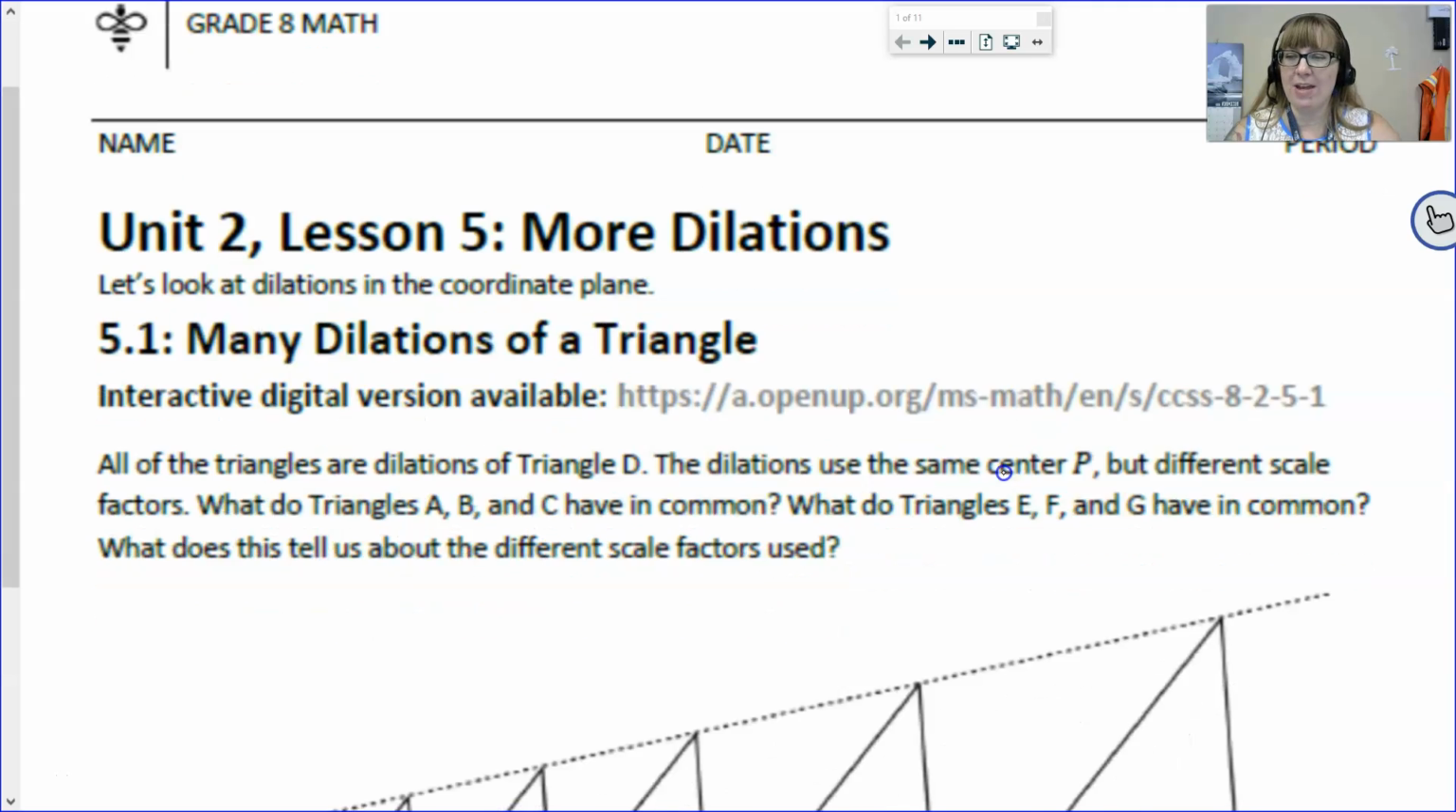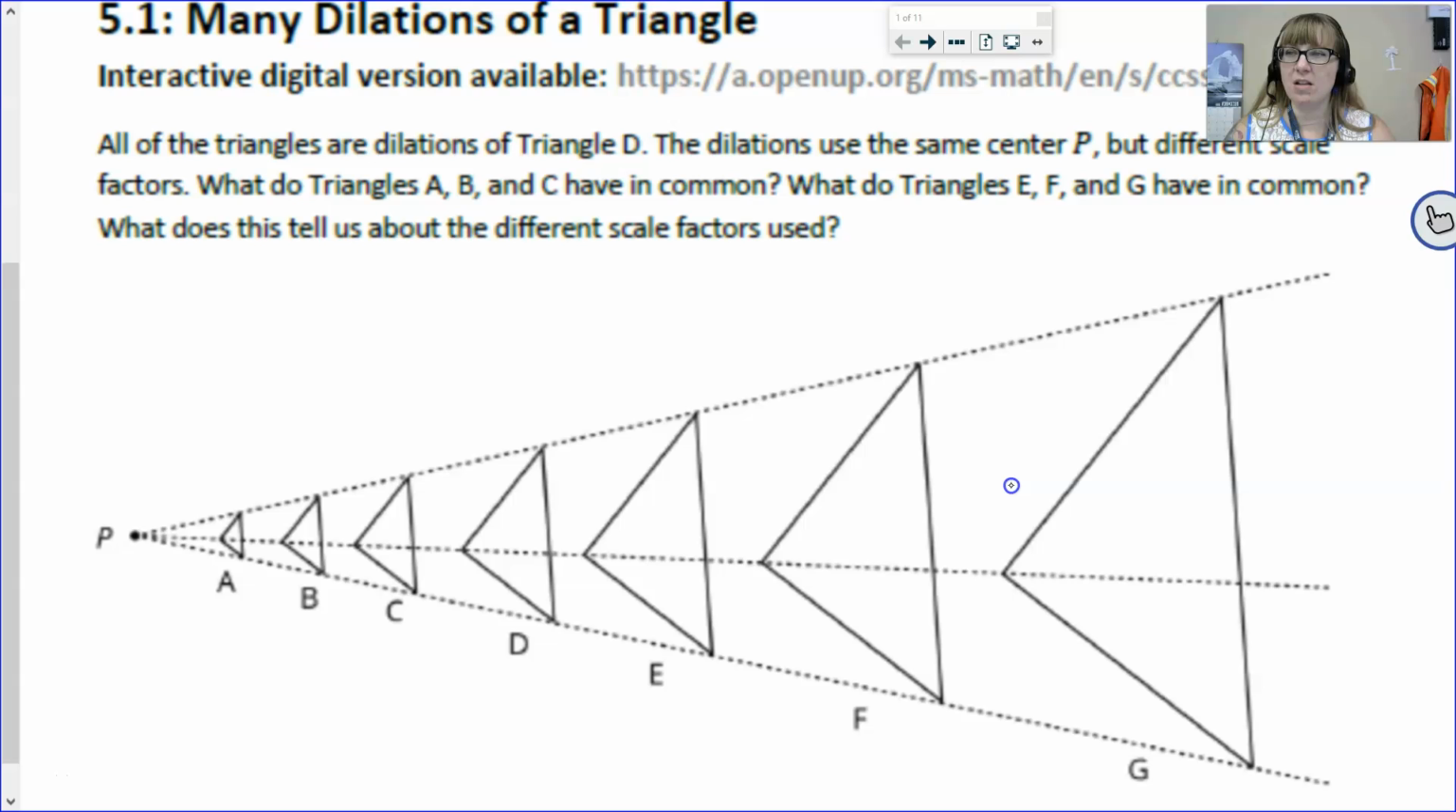To get started, we have this diagram, and we are told that all of the triangles in this diagram are dilations of triangle D. The dilations all use the same center P, but different scale factors. So, what is it that triangles A, B, and C all have in common? And what do triangles E, F, and G all have in common? Specifically, how does it relate to scale factor?